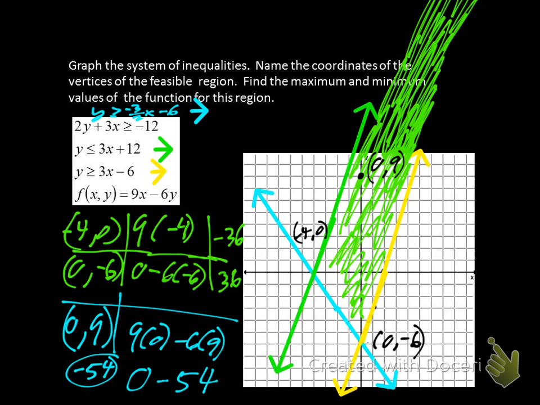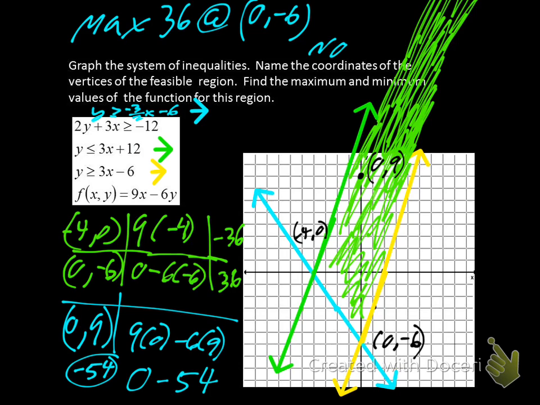So it's the opposite. It depends on the function. Okay? You're a junior now. You have to think. So, you still write it out the same. Max 36 at 0, -6. And then you tell me no min.